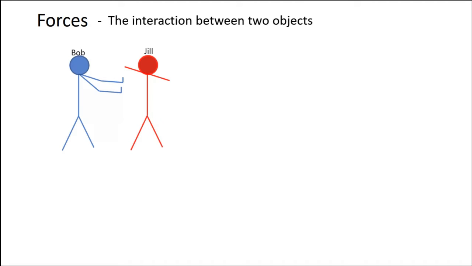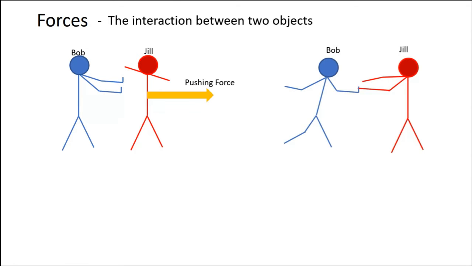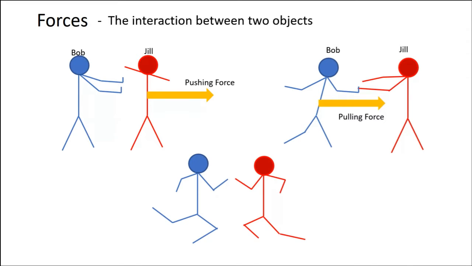Bob can push Jill. That means Bob exerts a force on Jill away from himself. Or Jill can pull Bob. That means Jill exerts a force on Bob towards herself. They can also collide with each other, and in that case there is some kind of complicated mixture of forces between the two of them.